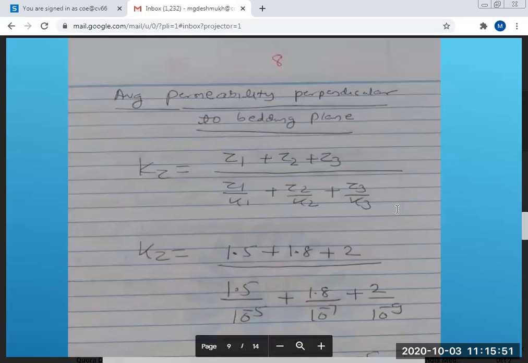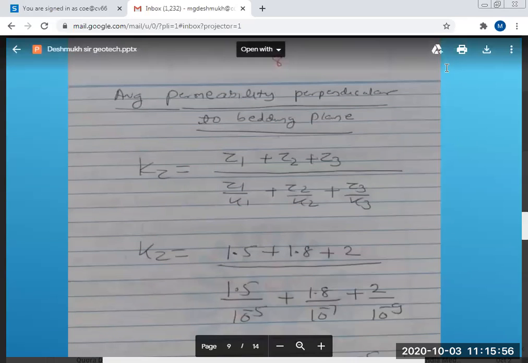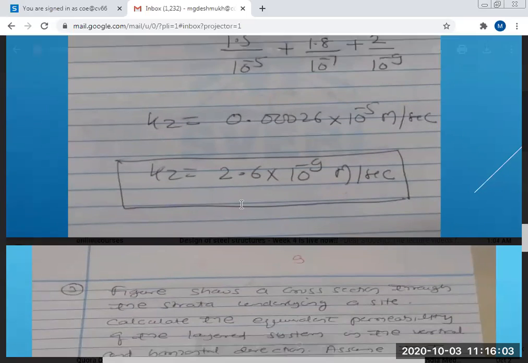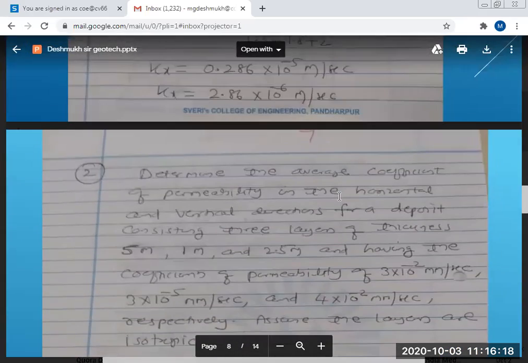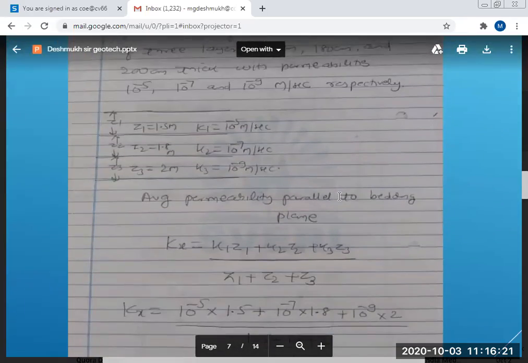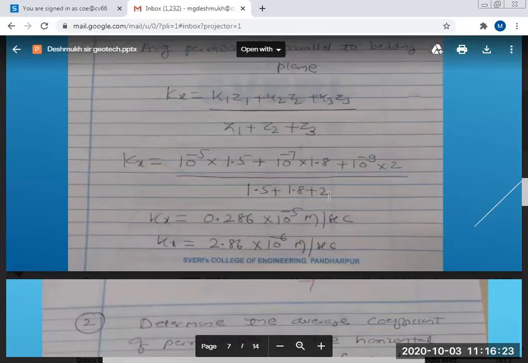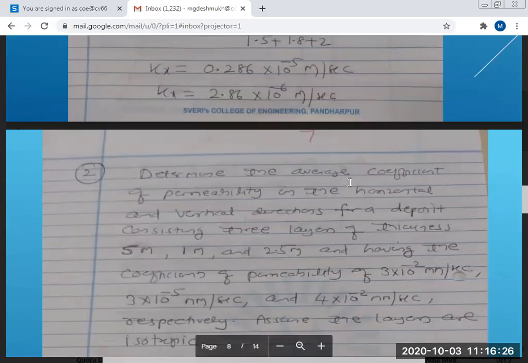What is the answer? I want the answer. Another fellow did. Yes, Swapnil Kakde did. Sheetal Tate also did. Very good. The answer here is 2.6 into 10 to the power minus 9 meter per second. This is for parallel perpendicular, and earlier it was for parallel. This was for parallel. 2.86 into 10 to the power minus 6.